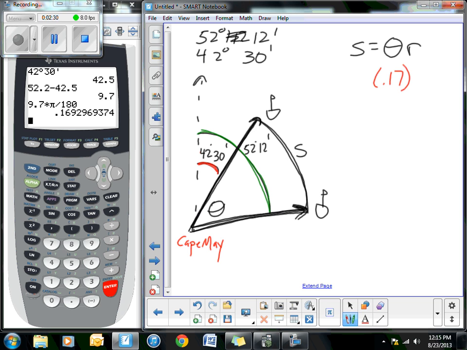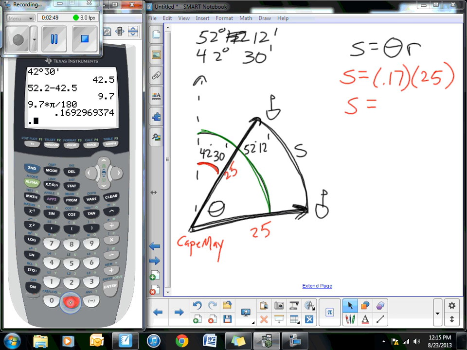Now the radius, if you read the problem carefully, they did tell you that radius. These boats are going to travel 25 miles each. Okay, so we're going to use that as the radius length. And then I'm all set up to go ahead and find the length of that arc, or in other words, how far apart are these two boats.